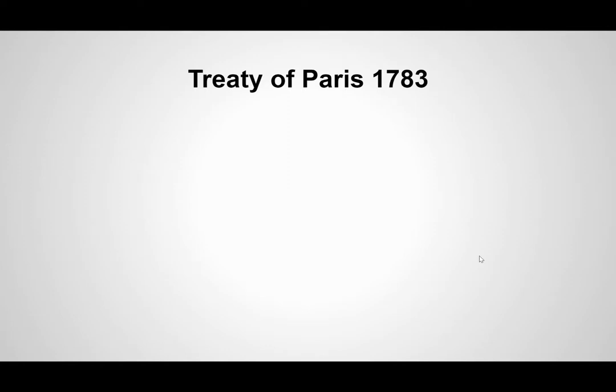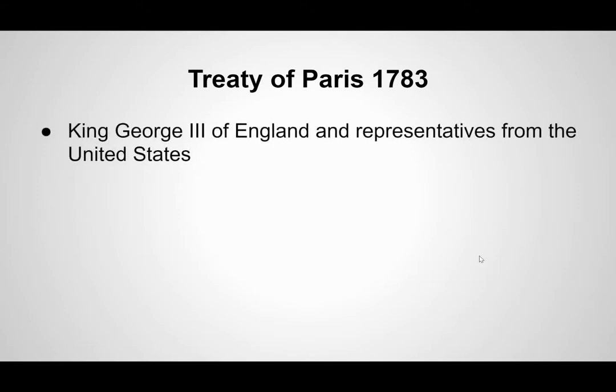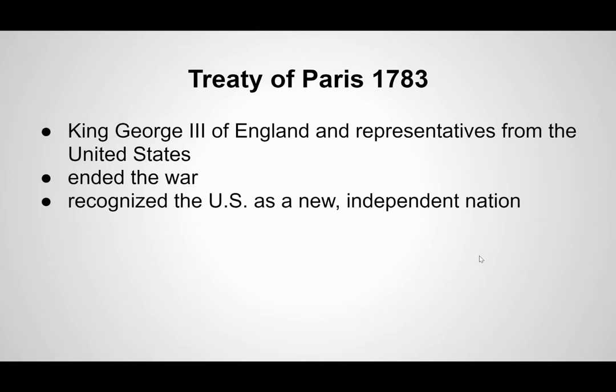And so we know that the Battle of Yorktown, the last battle of the war, is where General Cornwallis surrendered to George Washington, and that meant that the Americans won the Revolutionary War. And so they will meet with the British in Paris in 1783, and King George III will send representatives from England, and there will be representatives from the United States, and they will meet to sign the treaty, which will officially end the Revolutionary War. And the treaty will recognize the United States as a new and independent nation. So it will recognize that the U.S. is now separate from England and that they are their own country.